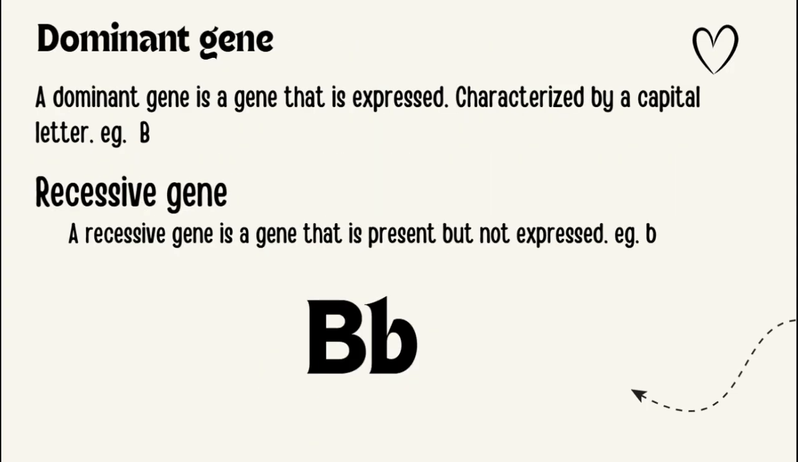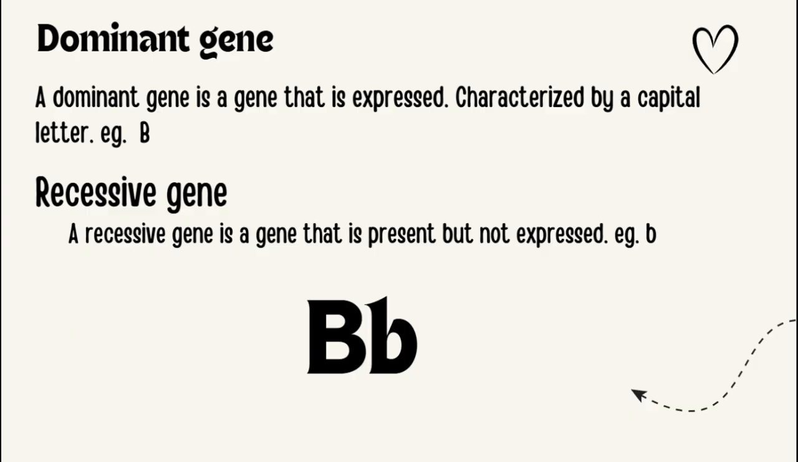So now, bear in mind, or let me just repeat again, that a gene is a segment of DNA. We said that before. Now we have different types of genes. So basically we can have a dominant gene, and we can also have a recessive gene. A dominant gene would be a gene that is expressed, meaning that it shows up, right? And then the recessive gene would be one that is present but not expressed, right?